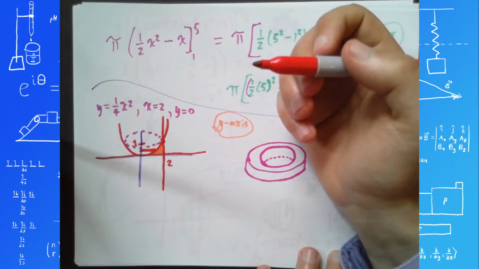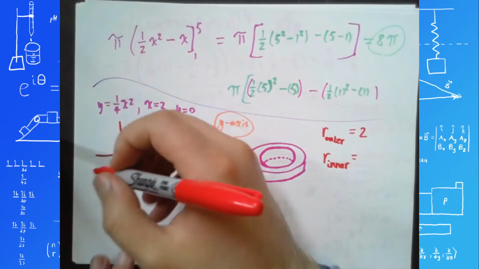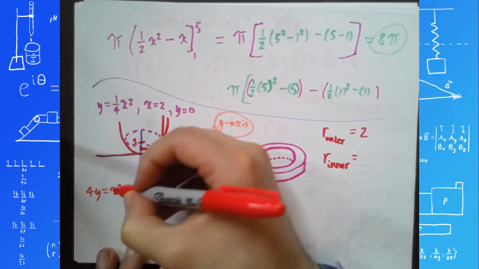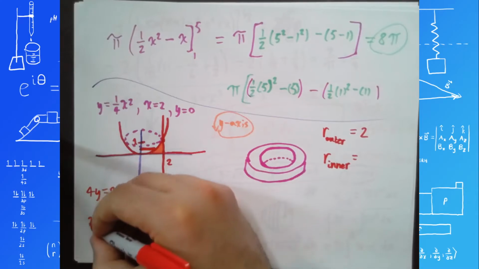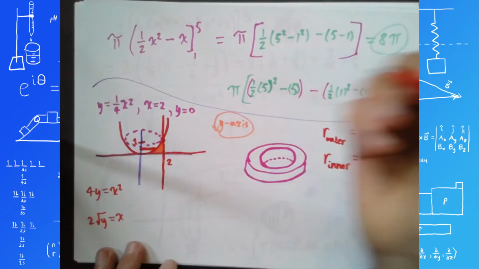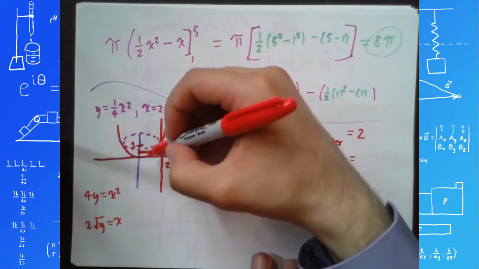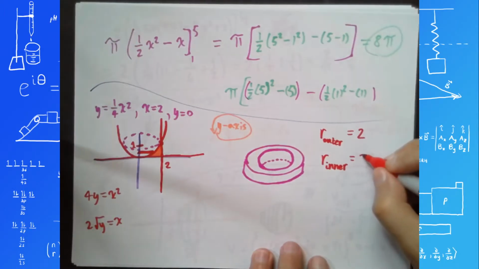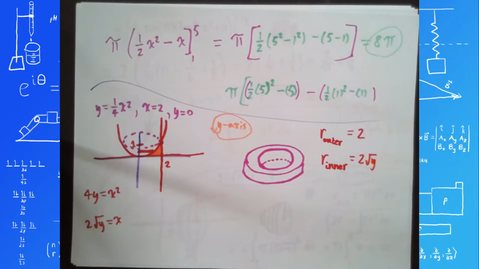I want to write this in terms of x because it's a horizontal distance. So let's rearrange y equals 1/4 x squared. Multiplying by 4 gives us 4y equals x squared. And then taking the square root, x equals the square root of 4y, which is 2 root y. So our inner radius is 2 root y minus 0. All right, and that takes care of that.